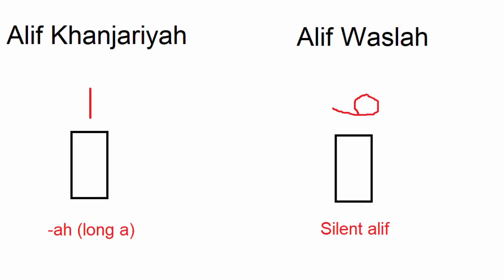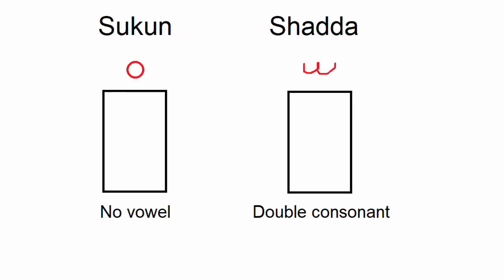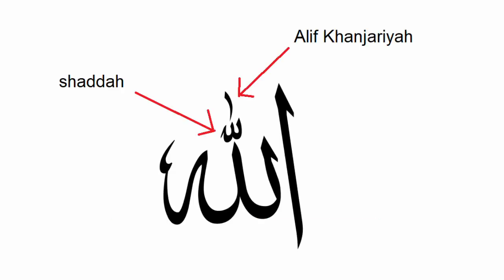Then there's alif khanjariya and alif waslah. To any Arabic speakers in my audience, I apologize, my pronunciation is probably terrible. Anyway, the first one represents a long A sound, and the second one shows that an alif is silent. Finally, we have the sukun, which shows that no vowel is present, and the shadda, which shows that a consonant is doubled. You can see this in the word Allah, which means God. It contains a shadda and an alif khanjariya. As far as I can tell, Allah is always written like this.